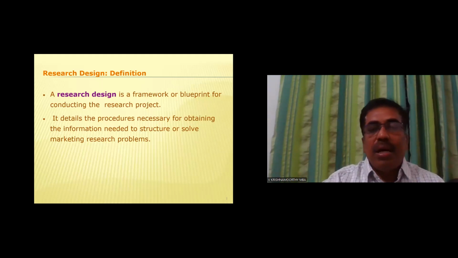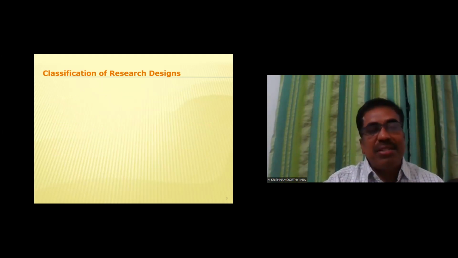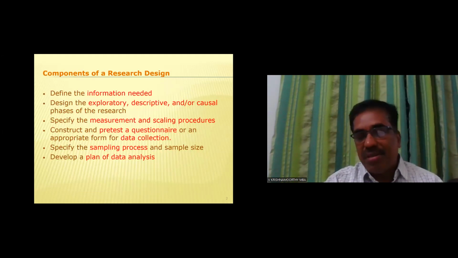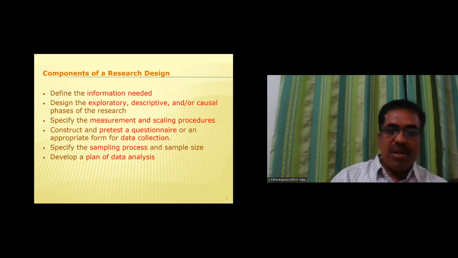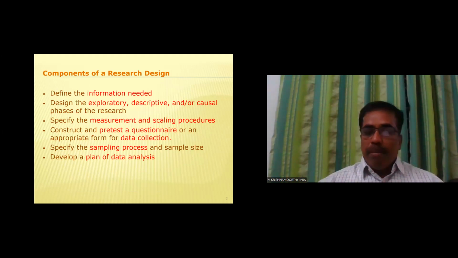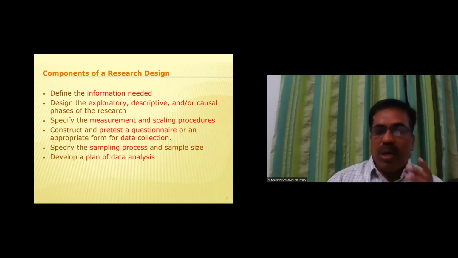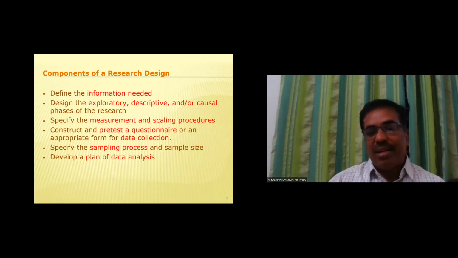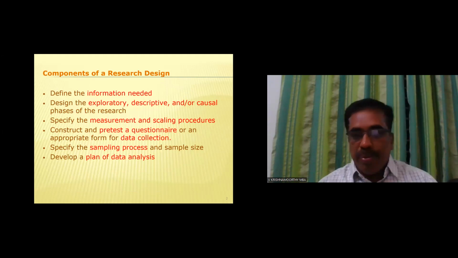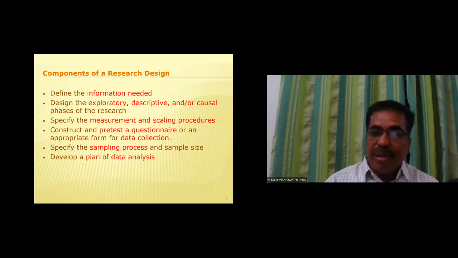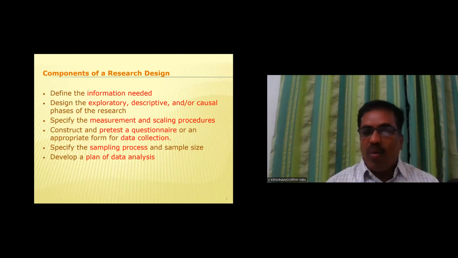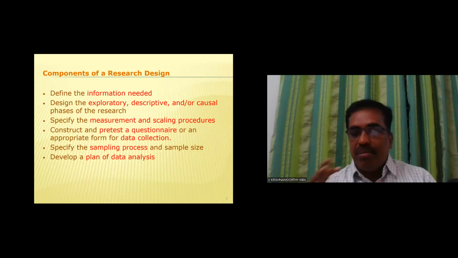So let's take what are the components of research design. People might ask, what are the components of the research design? These are the components of the research design. Before we carry out the research, first we have to define what kind of information we need. That is very, very important. Sometimes the scholar might ask, sir, if you are not defining the research design properly, what will happen? Then you will have some error.